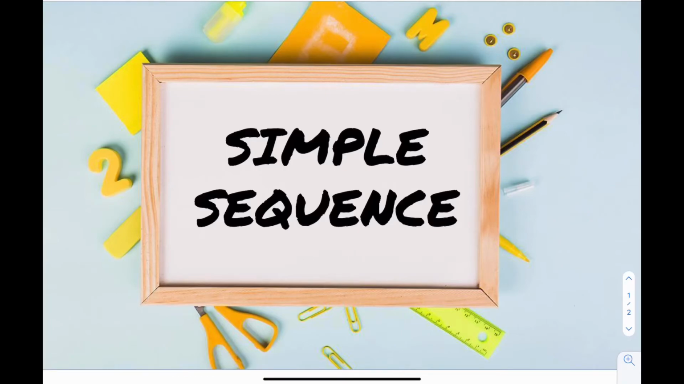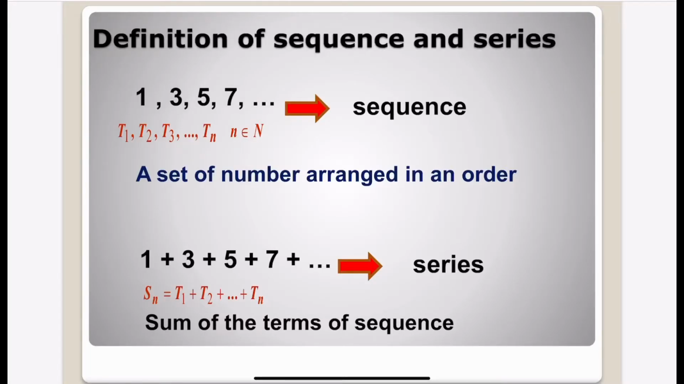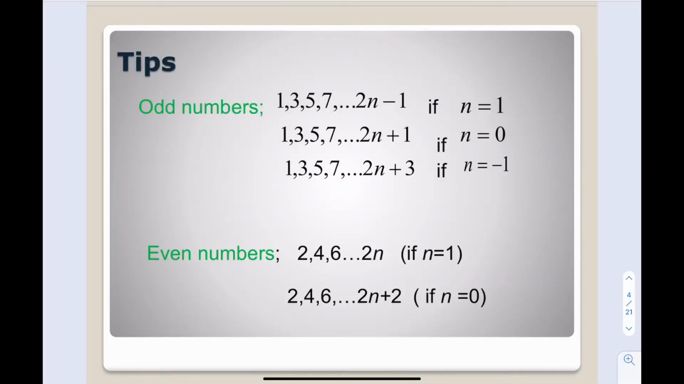Simple sequence. Definition of sequence and series. So a sequence is a set of numbers arranged in an order, whereas a series is a sum of the terms of a sequence. These are the tips for odd numbers and even numbers.